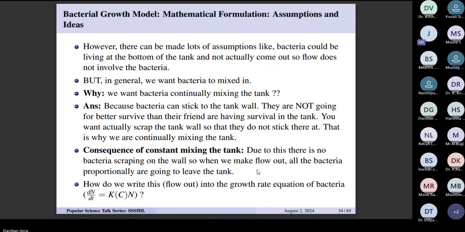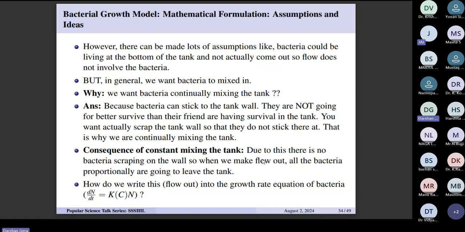So due to this, there are no bacteria stuck on the wall, and all the bacteria are proportionally going to leave the tank with the flow. So if there is no food, then the bacterial growth you can consider like this: dN/dt equal to Kcn. This thing you have to learn, how we have written. This is simply the exponential model idea. We are assuming that the rate is a function of food concentration here. So dN/dt equal to Kc into n.